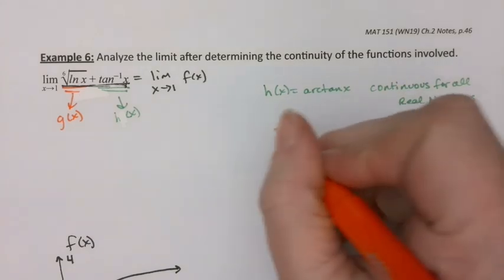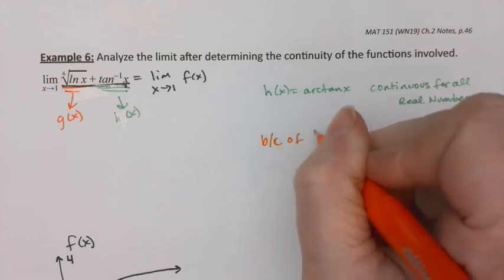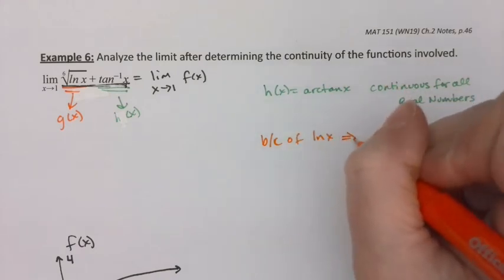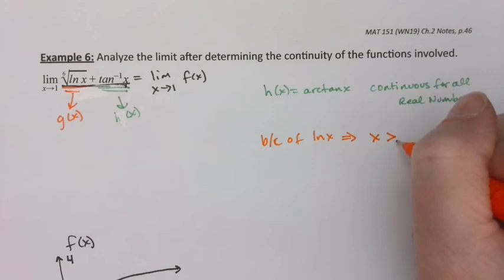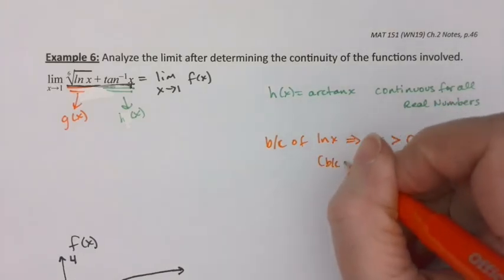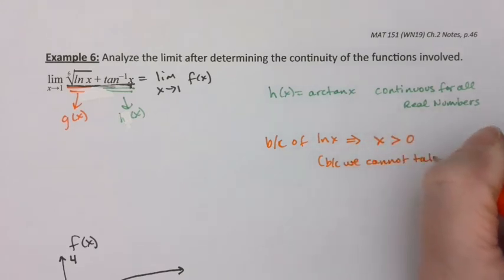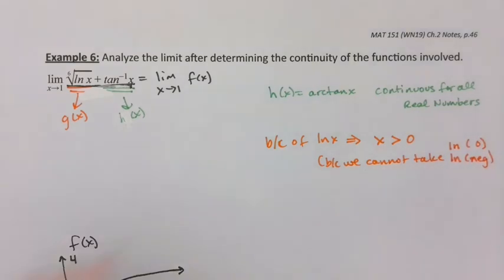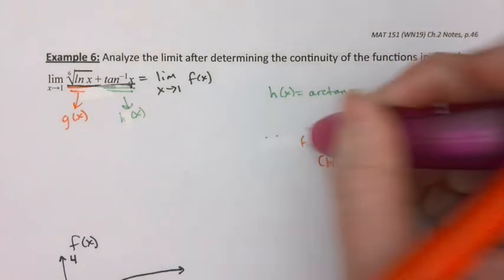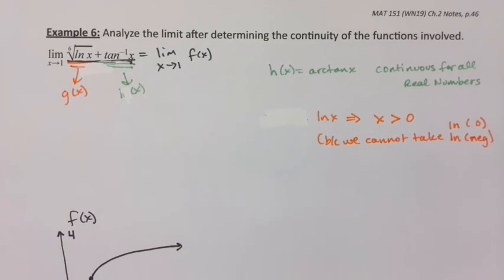So let me just mention that. Because of the natural log of x, x must be greater than 0, because we cannot take the log of a negative or the log of 0. Let me just say natural log of x gives us that part.